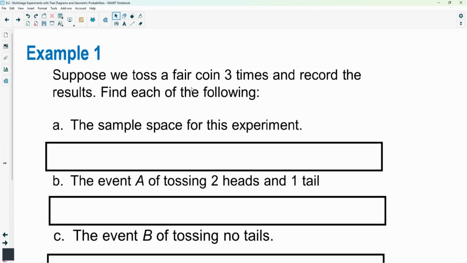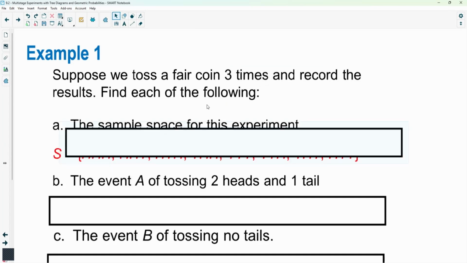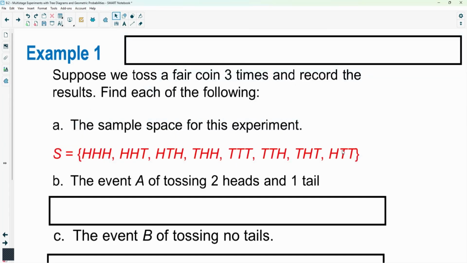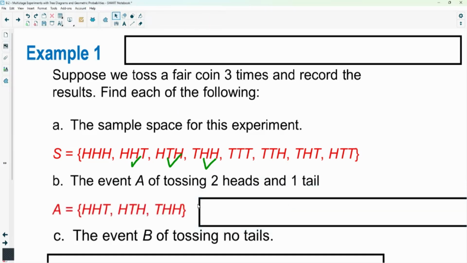So here it says, suppose that we toss a fair coin 3 times. See, this is very similar to the one on your homework because you toss 3 coins and record the results. Find each of the following. What is the sample space? So see right here, you have the answer for that homework problem because you toss it 3 times, okay? An event A of tossing 2 heads and 1 tail. So how many have 2 heads and 1 tail, right? So you have 2 heads and 1 tail here, 2 heads and 1 tail here, 2 heads and 1 tail here, right? So those 3 are 2 heads and 1 tail. And that's what you're going to write in the set.